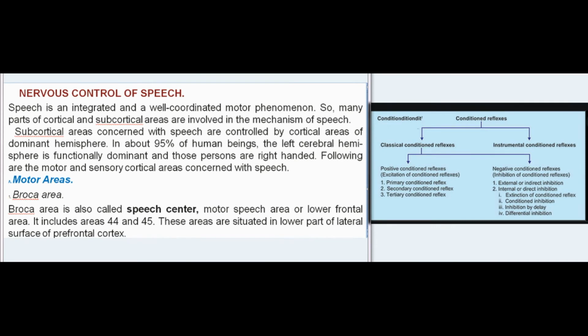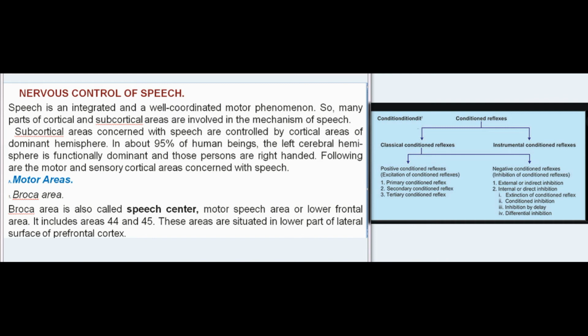Nervous control of speech. Speech is an integrated and a well-coordinated motor phenomenon. So, many parts of cortical and subcortical areas are involved in the mechanism of speech. Subcortical areas concerned with speech are controlled by cortical areas of dominant hemisphere. In about 95% of human beings, the left cerebral hemisphere is functionally dominant and those persons are right-handed. Following are the motor and sensory cortical areas concerned with speech.